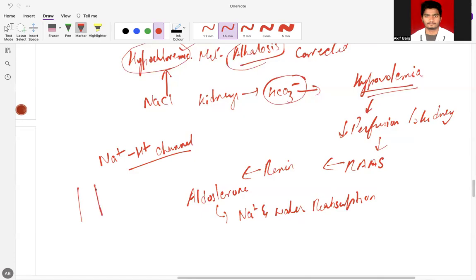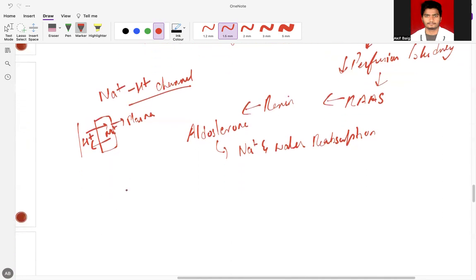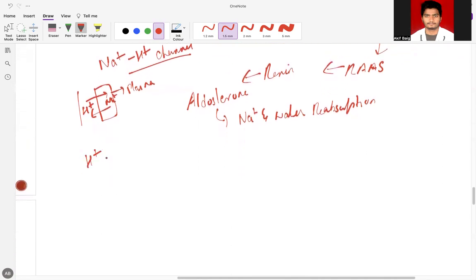So, suppose this is the lumen and this is the tubular cell. Now, due to aldosterone, sodium is getting reabsorbed from the tubular lumen into the cell and directly to the plasma here. This happens in exchange for H plus. Now, more H plus will be there inside the lumen. This H plus will go and bind to the bicarbonate and will form H2CO3. This H2CO3 is metabolized by carbonic anhydrase into H2O plus CO2.